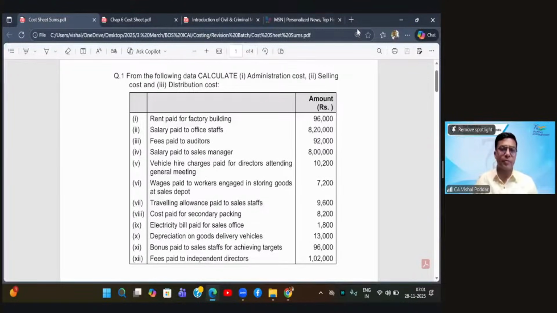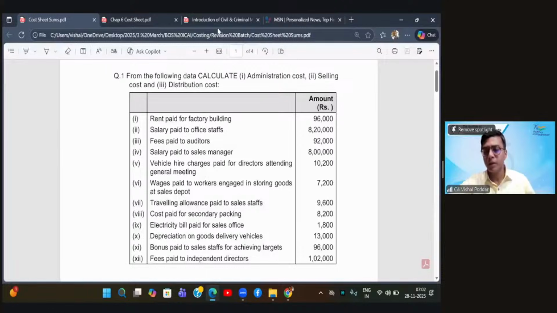Welcome to this early morning revision class of a very engaging and important subject, that is cost and management accounting. In this subject, today we are going to revise the most basic output of the costing process, which is the cost sheet.